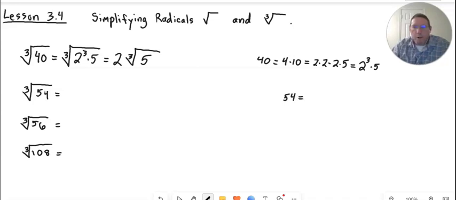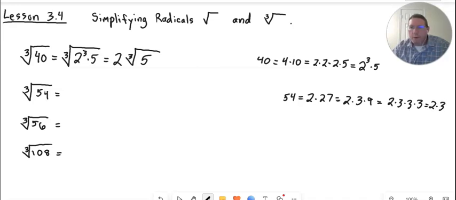factorization of 54. 54 is the same thing as 2 times 27. 27, so 2 times 27 is 3 times 9, and 9 is 3 times 3. So we have 2 times 3 times 3 times 3. And so what we have is 2 times 3 to the third power. Okay, so this is now the cube root of 2 times 3 to the third power.